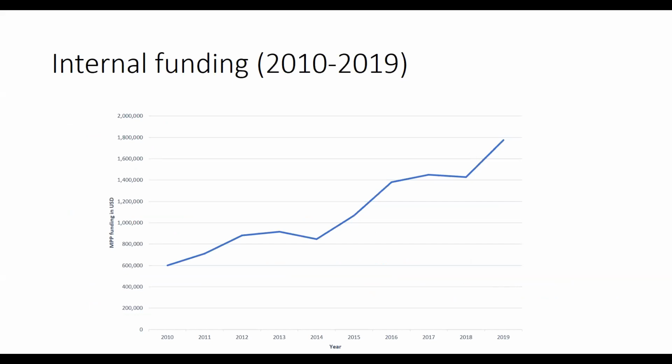Going back to the internal funding, you will see that over the last 9 to 10 years, the numbers have gone from 600,000 US dollars to about 1,800,000 US dollars. So the numbers have tripled over the last 9 or 10 years. Again, showing the commitment of the leadership to advancing research within the Faculty of Medicine.